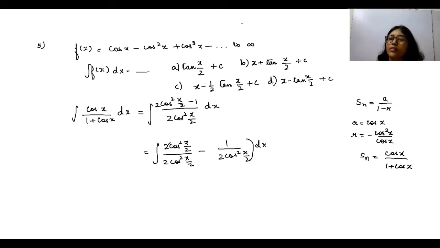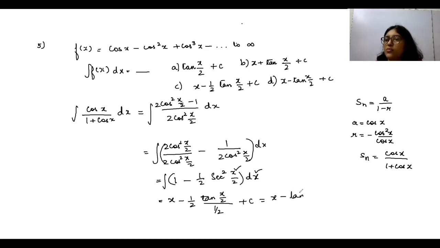Dx. So 2 cos square will get cancelled. Here it is 1. Over here we have half. 1 upon cos square is sec square x by 2. Now what's the integration of 1? X. Half as it is. Integration of sec square is tan x by 2. But as we see, this is x by 2 and here we have x. So differentiate x by 2 in the denominator. And that makes it x minus tan x by 2 plus c. And that's option D.